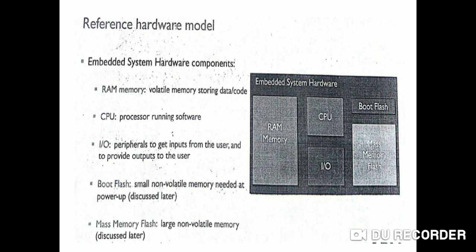Now here is the reference hardware model of a Linux-based embedded system. The embedded system hardware components are RAM memory, which is volatile memory storing data and code. Next is the CPU, a processor running software. Next is I/O, peripherals to get input from the user and to provide output to the user. Next is the boot flash, a small non-volatile memory needed at power up. Next is the mass memory flash, a large non-volatile memory.